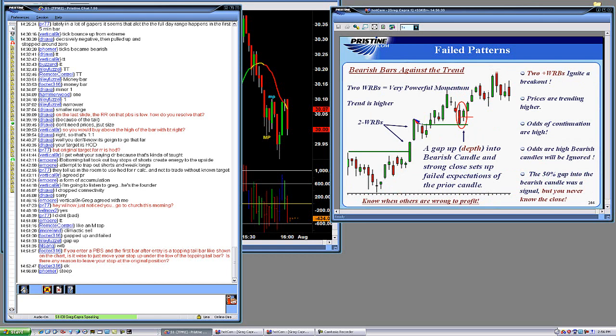Sharp move up, 2 wide range bars breaking out of a consolidation. And prices continue to move up. Now, odds are it's going to continue to move up. But here's a big red bar, which gets traders thinking that prices are going to go lower. As I said, failed expectations of the prior candle.